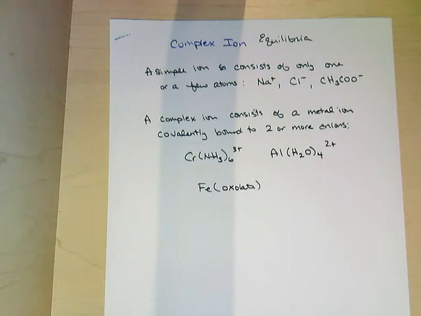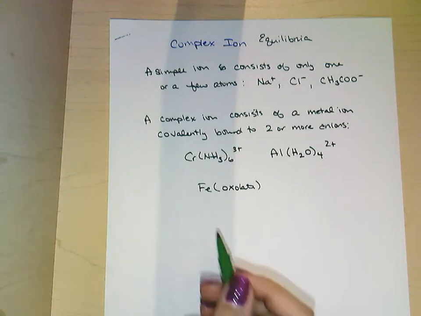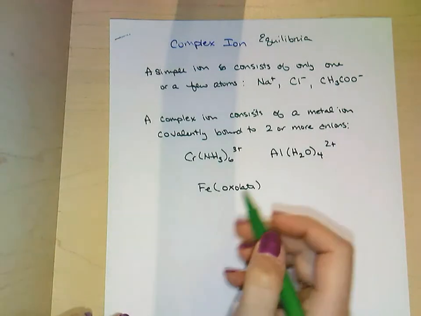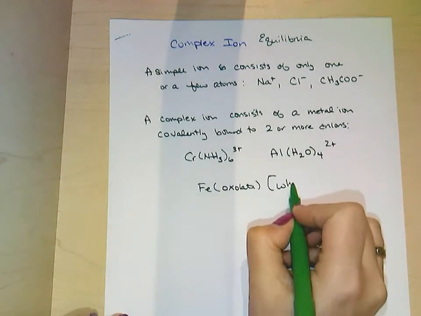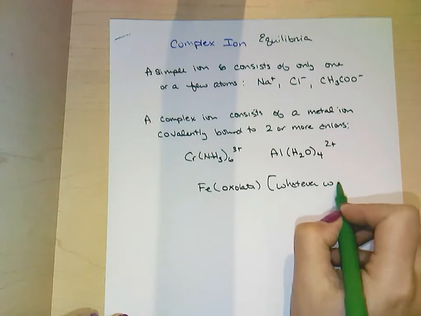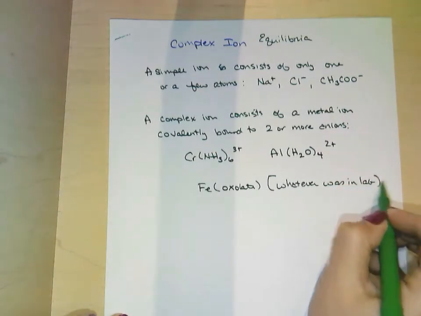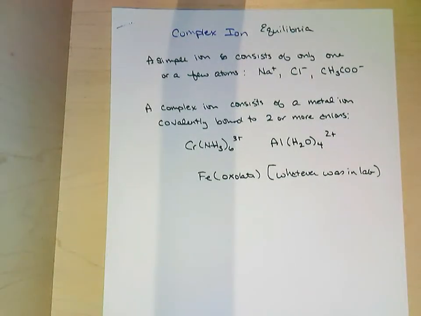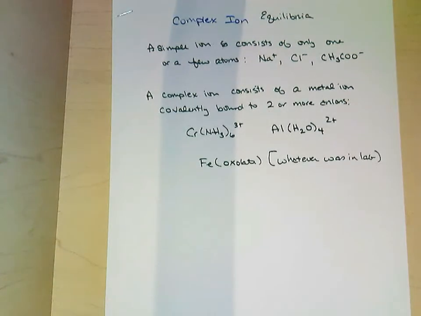You have the iron in the center, and you have the oxalate groups stuck to it. So that's considered a complex ion also. That's obviously not the right formula. Whatever was in lab, that one. When you're reading your notes, go back and say, the one we did in lab. Yeah, that one in lab.